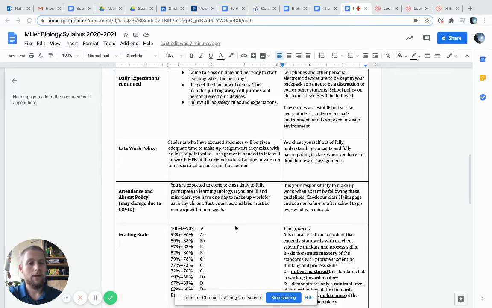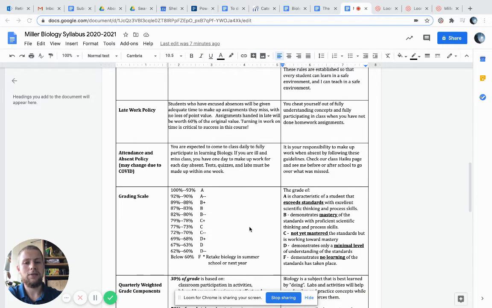However, do not take this as a reason not to do work, because you're still losing out on 40% that you could have had if you turned it in on time. So be sure to turn your work in on time. That will ensure you do the best in this class that you possibly can. And you cheat yourself out of fully understanding when you don't have assignments done. That means you likely won't do as well on the assessments on that knowledge. So be sure. All right, attendance and absent policy.